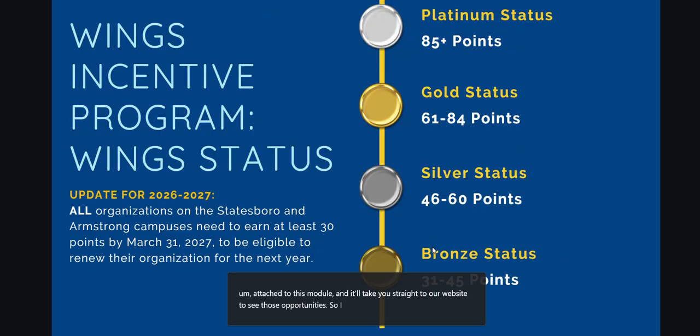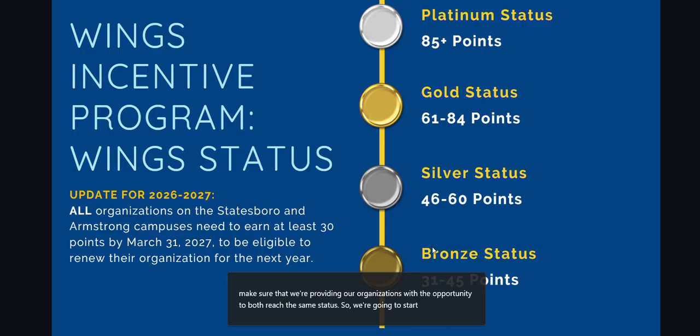So a quick update about the Wings Incentive status for the 2026-2027 year. All organizations on the Statesboro and the Armstrong campus are going to need 30 points by March 31st, 2027 to be eligible to renew their organization for the next academic year. Previously, it was about 10 points less than that, but we are making sure that the Statesboro and the Armstrong campus are both aligned, since we are offering opportunities on both campuses that are very similar if they are not the same program. We want to make sure that we're providing our organizations with the opportunity to both reach the same status.